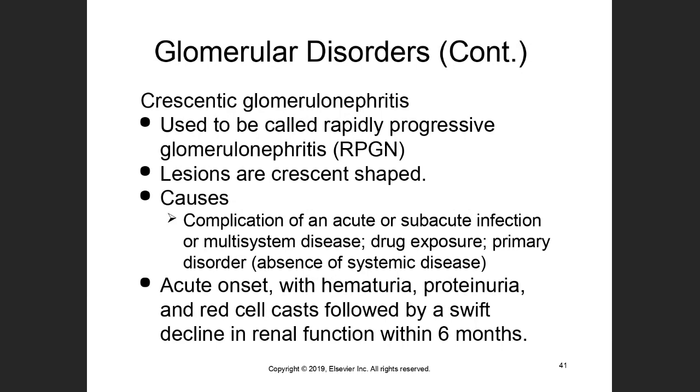Crescentic glomerulonephritis used to be called rapidly progressive glomerulonephritis, that's the real name. Lesion in crescent shape, that's one type of lesion. They have like two types of lesion, okay? One is the crescent shape. These lesions cause complications of acute or subacute infection, or multi-system disease, drug exposure. Acute onset with hematuria, proteinuria, and red cell casts, followed by a swift decline in renal function within 6 months.